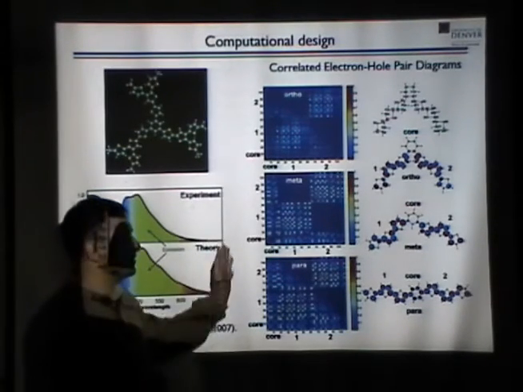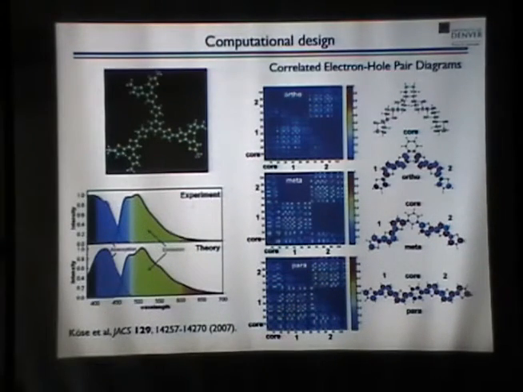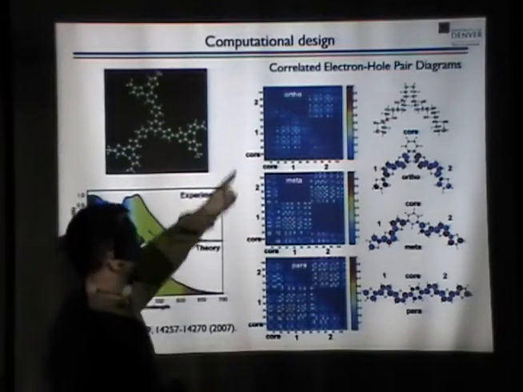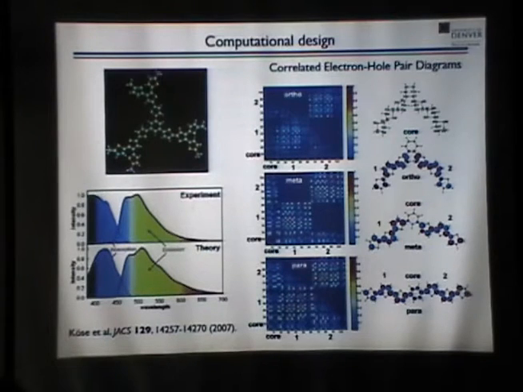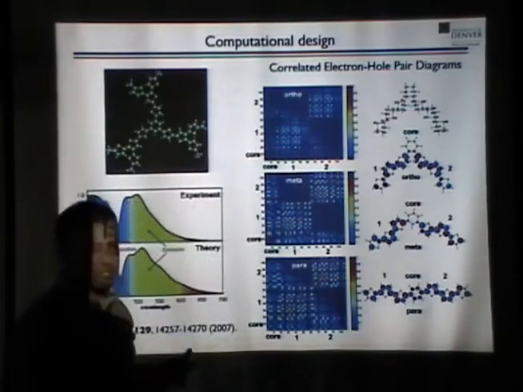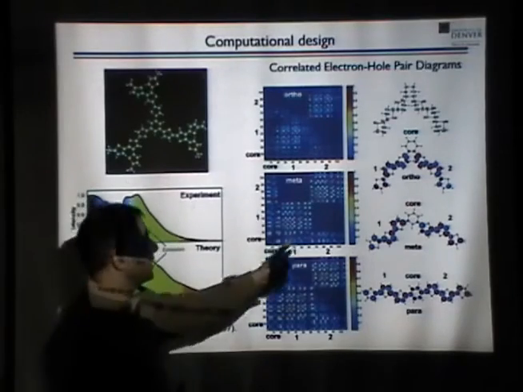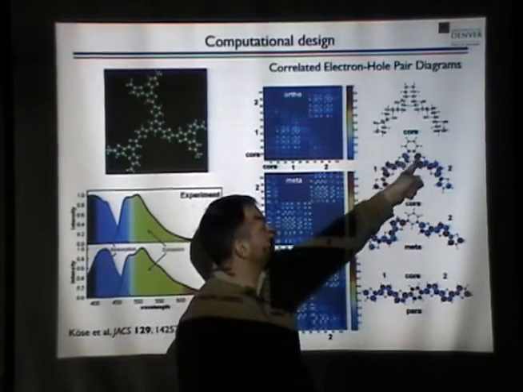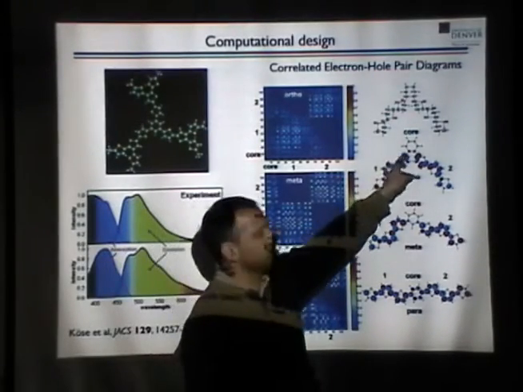And that means there's no quantum coherence between this arm and this arm, because for the exciton to transfer, it's a coherent process. But if you look in the ortho case, at 1, 2, there's a little bit of material there. Let me go to the laser pointer. Okay, let's try again. There's a little bit of correlation here, a little bit of correlation there, meaning that there is some communication between the arms.